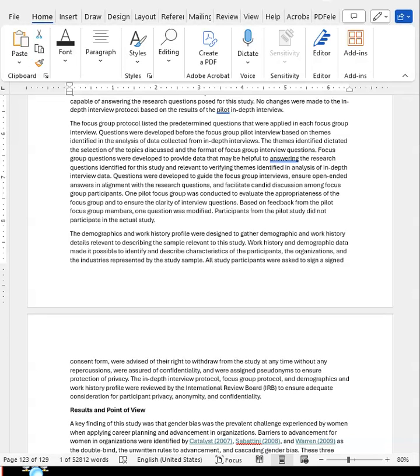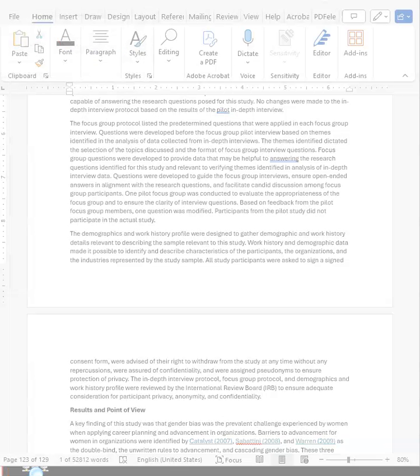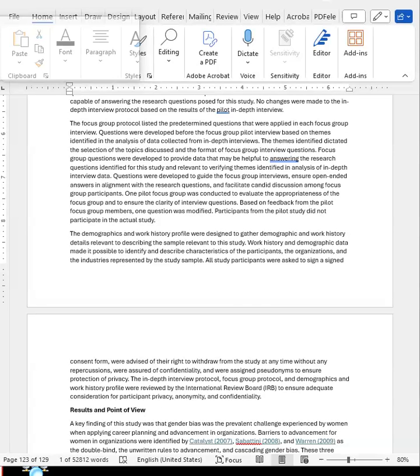No changes were made to the in-depth interview protocol based on the results of the pilot in-depth interview. The focus group protocol listed the predetermined questions that were applied in each focus group interview. Questions were developed before the focus group pilot interview based on themes identified in the analysis of data collected from in-depth interviews. The themes identified dictated the selection of the topics discussed and the format of focus group interview questions.